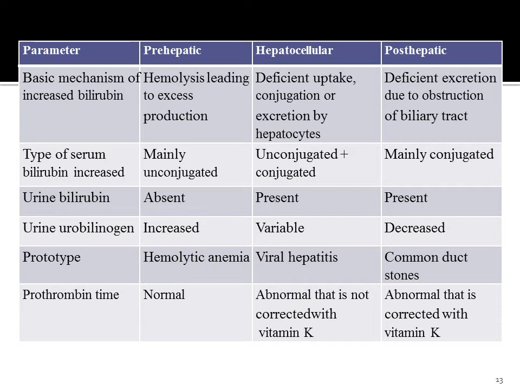So if we give the injection of vitamin K, the prothrombin time will get corrected in post-hepatic jaundice. But in hepatic jaundice it will not be corrected, because there is deficiency of vitamin K along with deficiency of the coagulation factors proper.